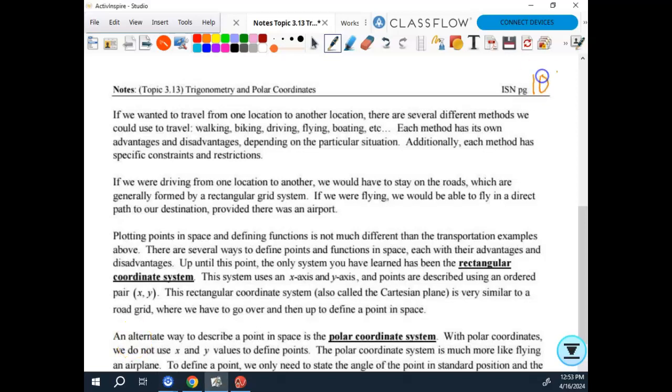All right, this is going on page 105. When we are done, we are looking at trigonometry and the polar coordinates. So I'm not going to read all of this to you. You can go back and read it at your leisure if you want to, but I'm just going to kind of sum it up for you.